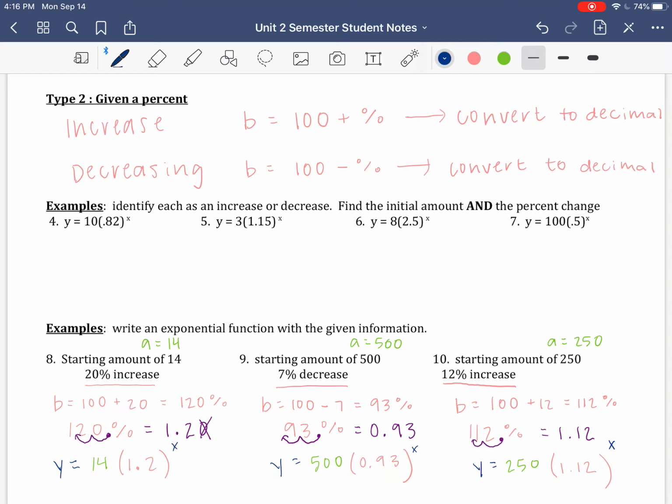So now let's go back and revisit numbers 4, 5, and 6. Now that you've seen how the equations are created, let's actually analyze the equations ourselves. So these examples, our directions say identify as an increase or decrease, find the initial amount and the percent change. So in number 4, when I'm looking to decide if it's a percent increase or decrease, I'm checking out right here, looking at my b value. And if it's lower than 1, it's decrease, bigger than 1, increase. So in this case, 0.82 is less than 1. So this one is going to be a decrease or a decay.